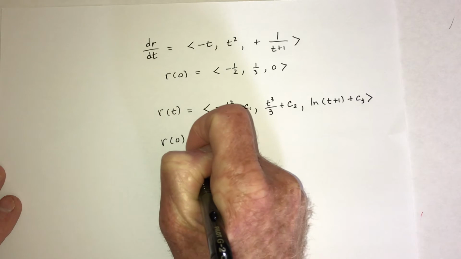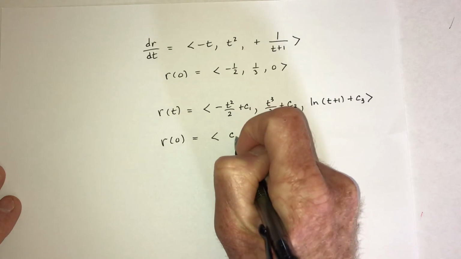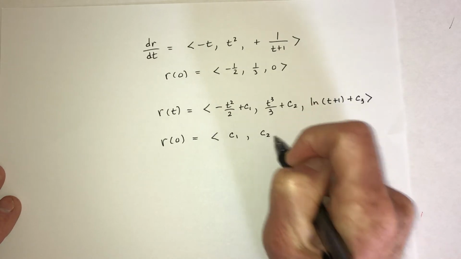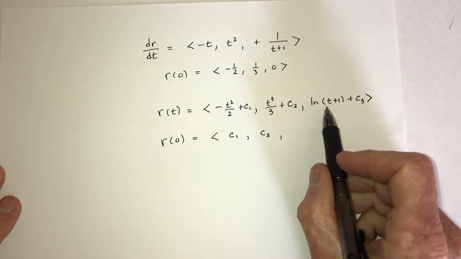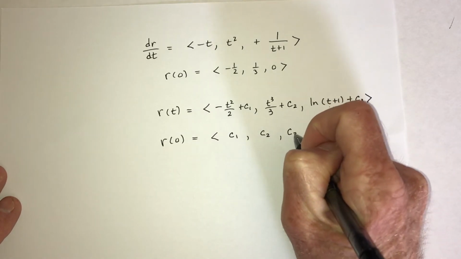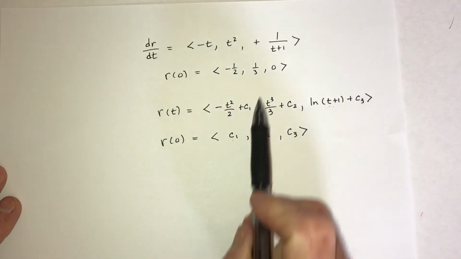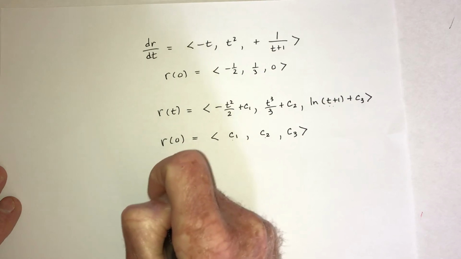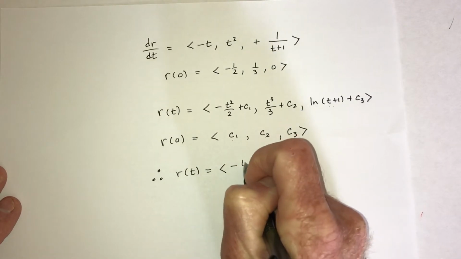If you plug in 0, that means that this one is going to be 0, and then c1. This one would be 0, and c2. And then this would be the natural log. When you plug in a 0 right here, it's going to be the natural log of 1. And the natural log of 1 is 0, so that just leaves c3. And then this was saying you should have gotten a negative 1/2, so that's c1, a 1/3, so that's c2, and 0 for c3.